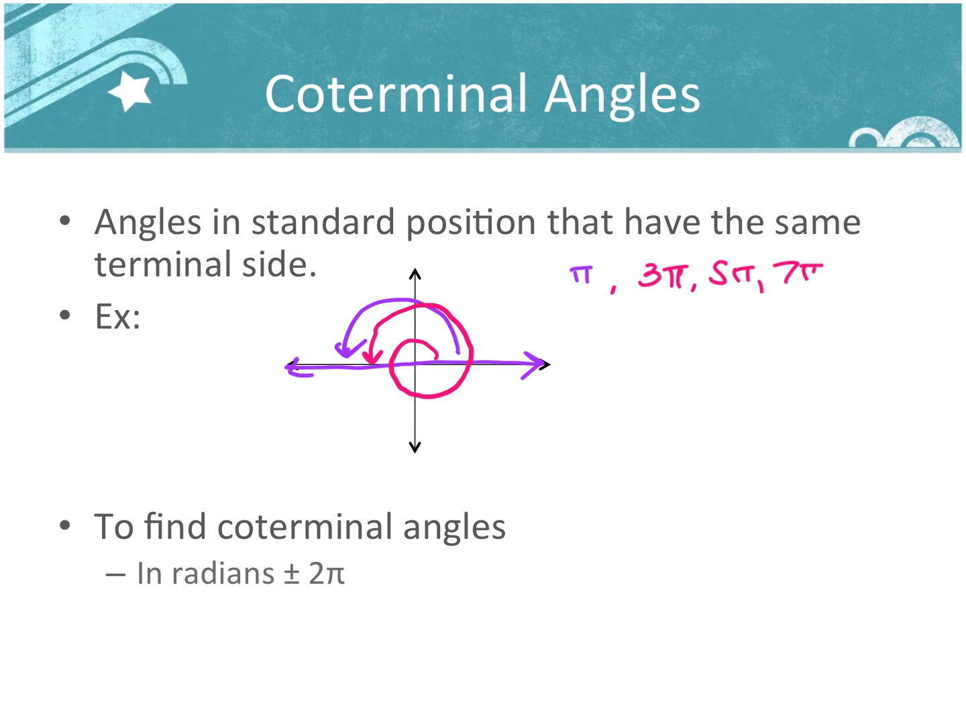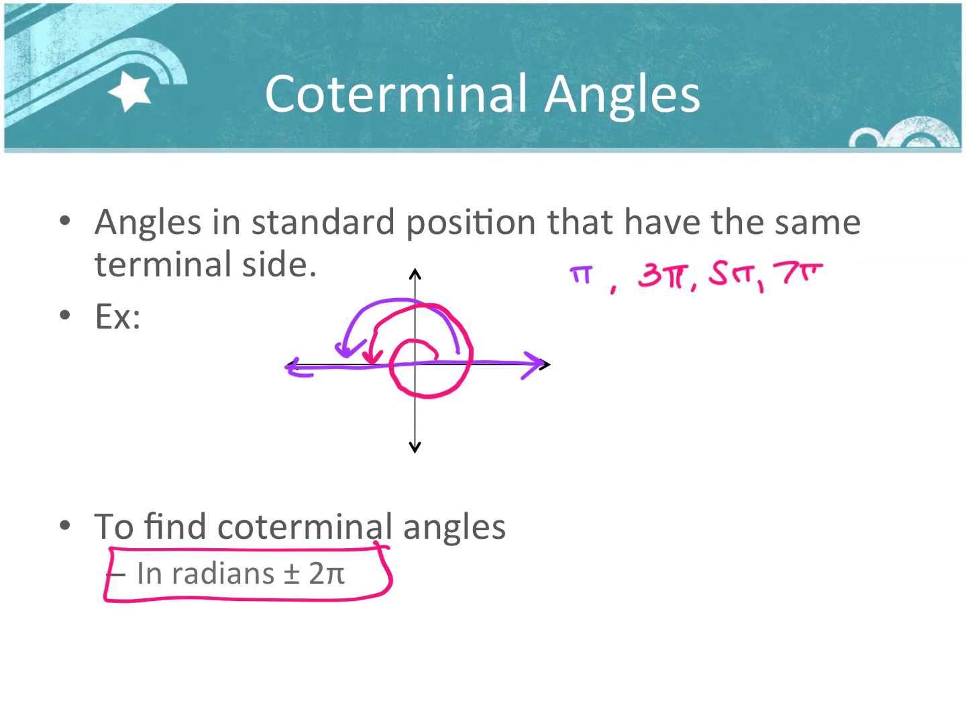Notice the relationship between pi and 3 pi and 5 pi and 7 pi. What's happening there? They are odd. What happens if I do 3 pi minus pi, 5 pi minus 3 pi, 7 pi minus 5 pi? 2 pi every time. So the way we find coterminal angles is by adding or subtracting 2 pi. They're called coterminal. So same start, same finish, just around more or fewer times.